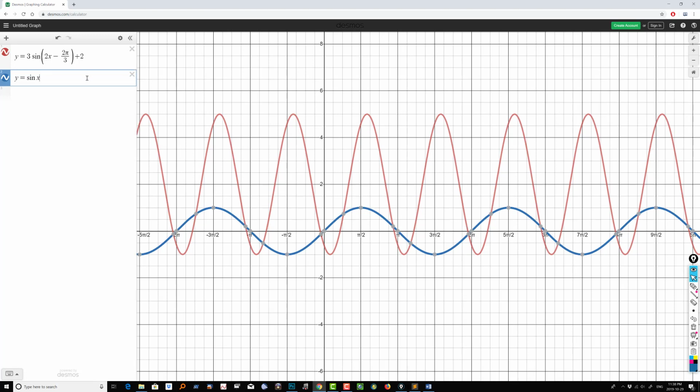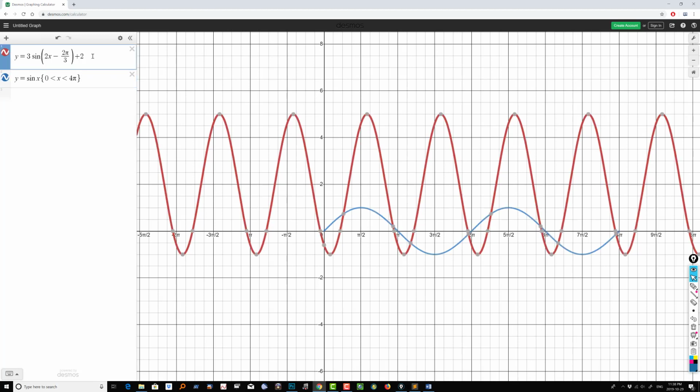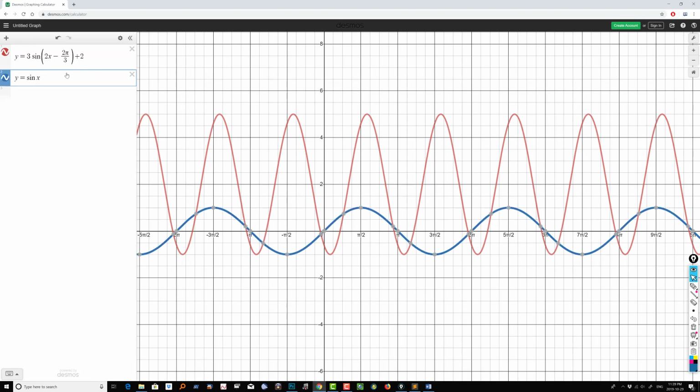So why don't we set up the same restriction as before? We could say that 0 is less than x is less than 4 pi. So in the same way, we have this nice restriction, and the goal is to get this new transformed graph over 2 cycles. Okay, let's not worry about this restriction at this time.